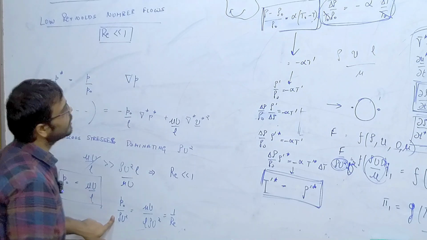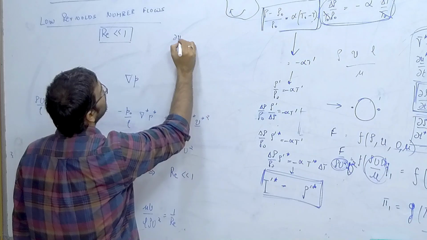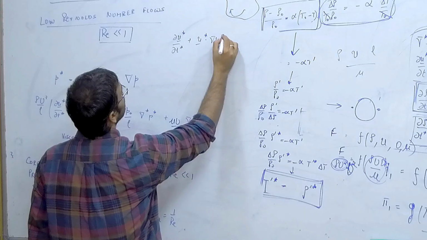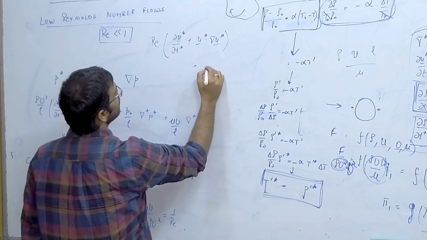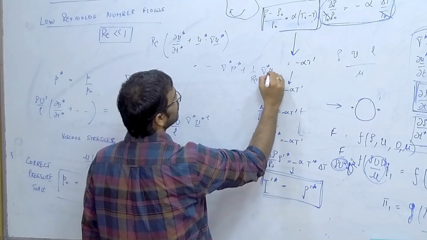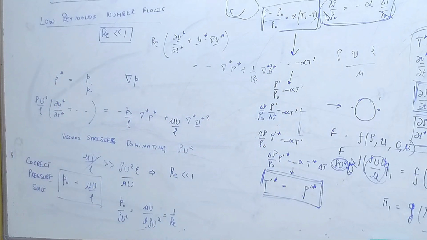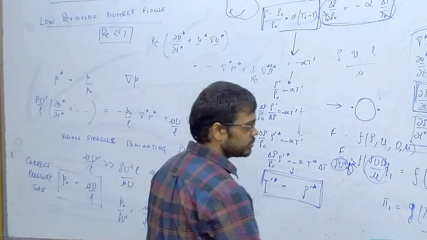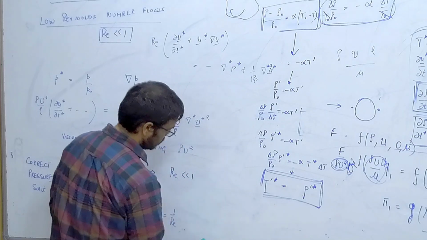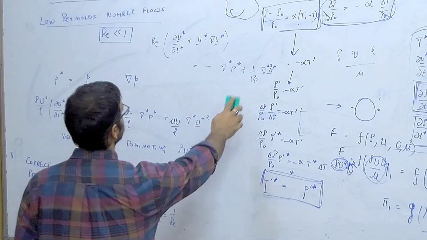So, the correct non dimensionalization of the governing equations for these low Reynolds number flows is del u star over del t star plus u star dot del u star times Reynolds number equals minus del star p star plus del star square u star. Yeah, this 1 by Re shouldn't be there. You're right.